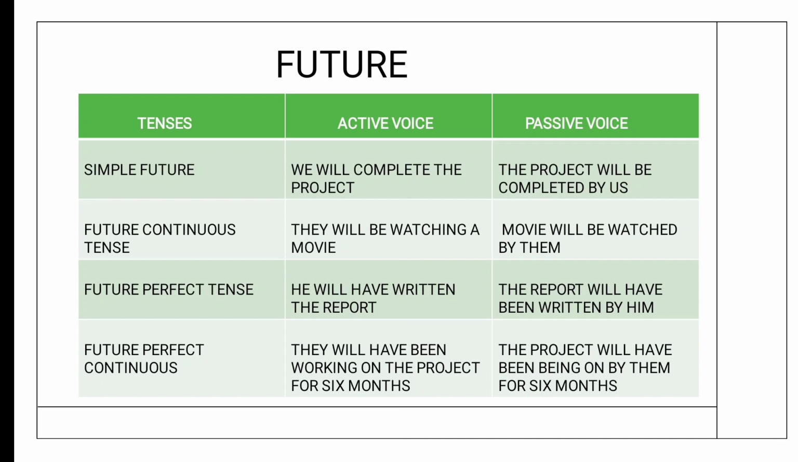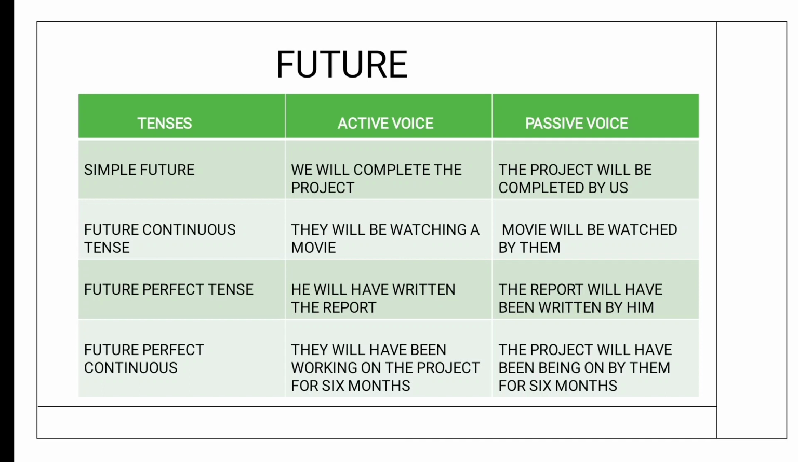Next, future perfect tense. What is the formula of future perfect tense? Active voice formula: subject plus will have or shall have plus V3 plus object. Okay. In active voice itself, we'll get V3. So now the report, object. He will have written the report. The report, the object, will become the subject in passive voice. The report will have, okay, it will be the same, will have, plus we need to add been. Why been? Because it is perfect tense. We have to add been.